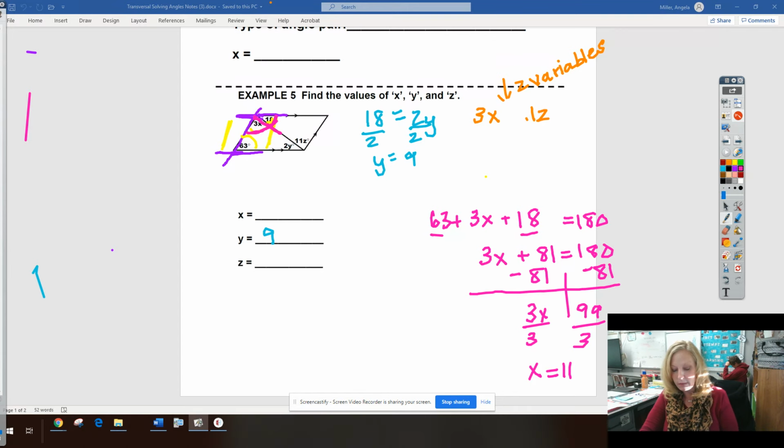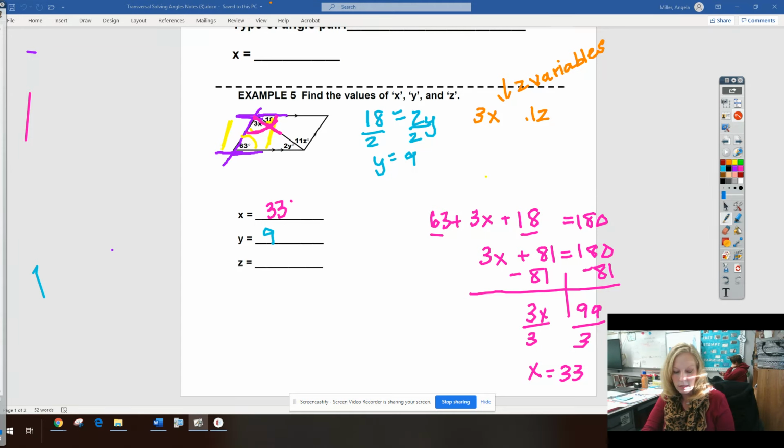Right? 99 divided by 3 is not 11. Just kidding. Even teachers make mistakes. 33. 99. My brain just completely went AWOL. Let's go with 33. All right, so x is 33.